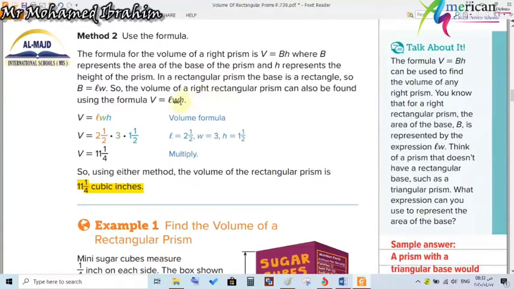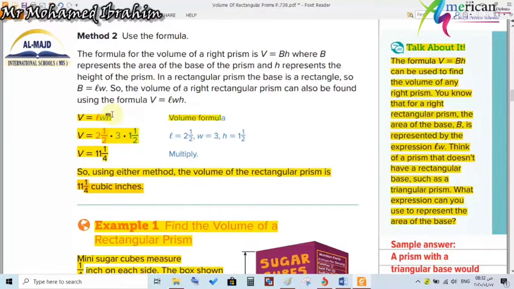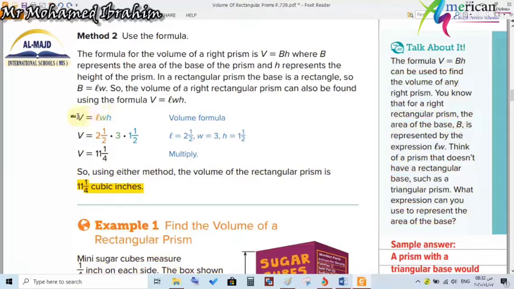Here it is. This is method number 2. I told you I don't suggest using method number 1, dividing or decomposing the shape into small units. Just use the rule. Volume equals length times width times height. So volume equals 2.5 times 3 times 1.5. So the volume equals 11 and 1 over 4 cubic inches.